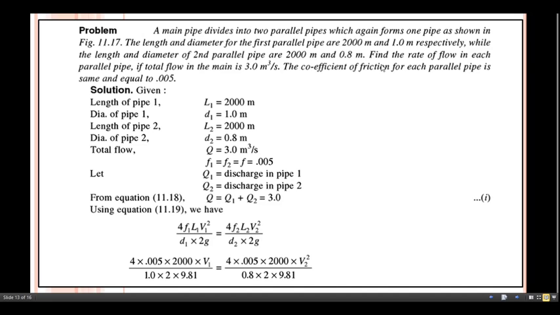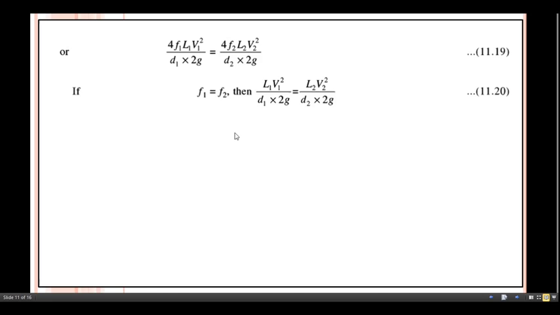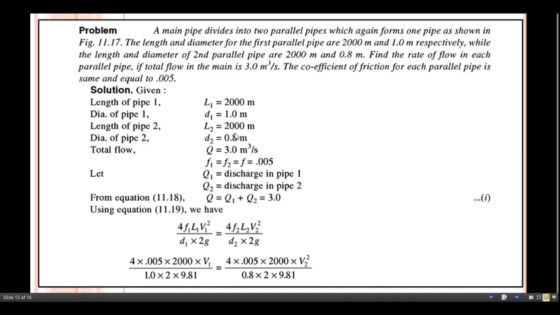Now our aim is to find the rate of flow in each parallel pipe, in pipe number 1 and pipe number 2, that is, to find Q1 and Q2. For that, let us consider Q1 as the discharge through pipe number 1 and Q2 as the discharge in pipe number 2. We know the relation Q equals Q1 plus Q2, which here is 3 meter cube per second.